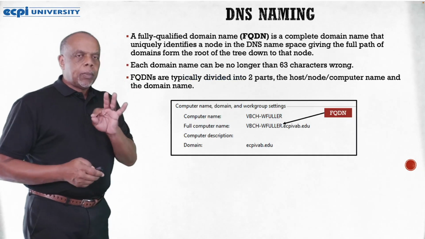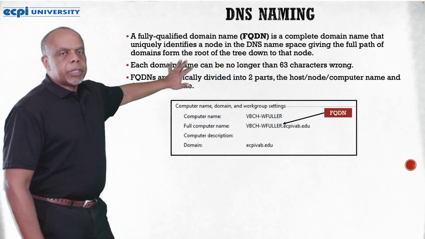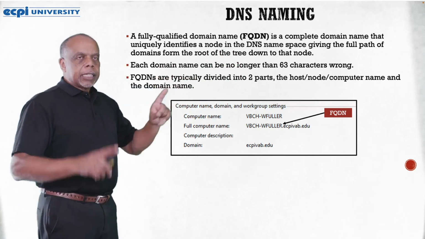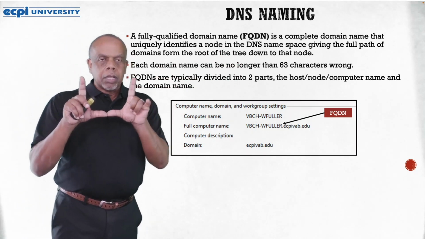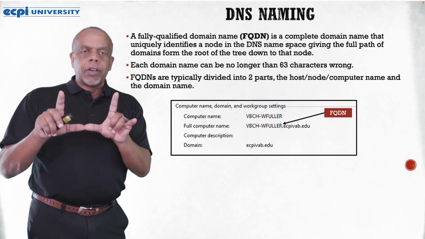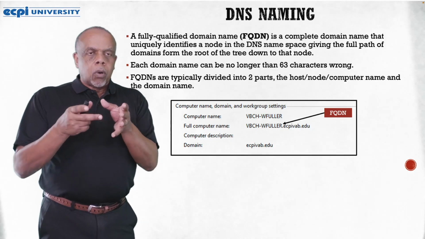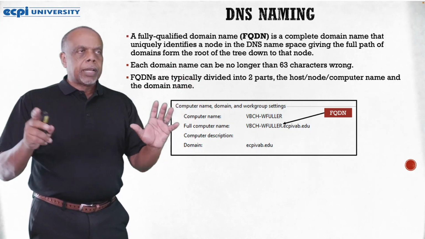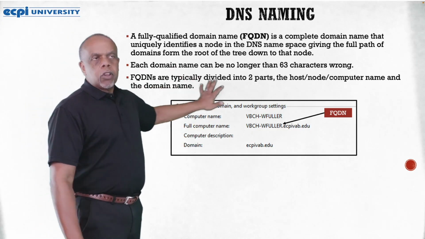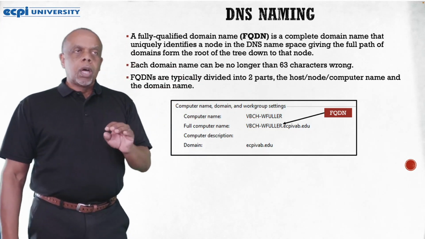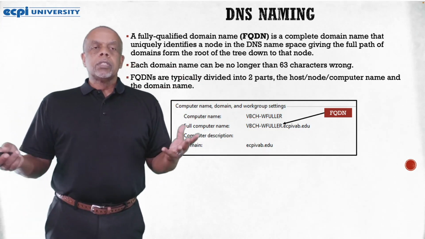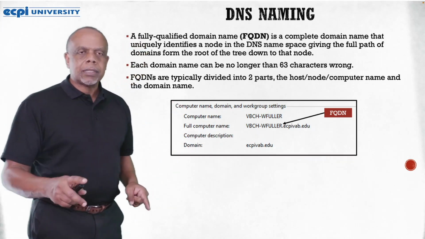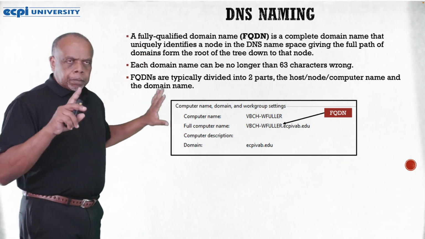So let's talk about this domain name a little bit more. When we think about this FQDN, or fully qualified domain name, it is the complete name that's used to identify a node or host within the DNS namespace out there on the internet. Every domain name can be no longer than 63 characters. So where do these domain names come from? Great question. I'm glad you asked that. So let's take a look at this.